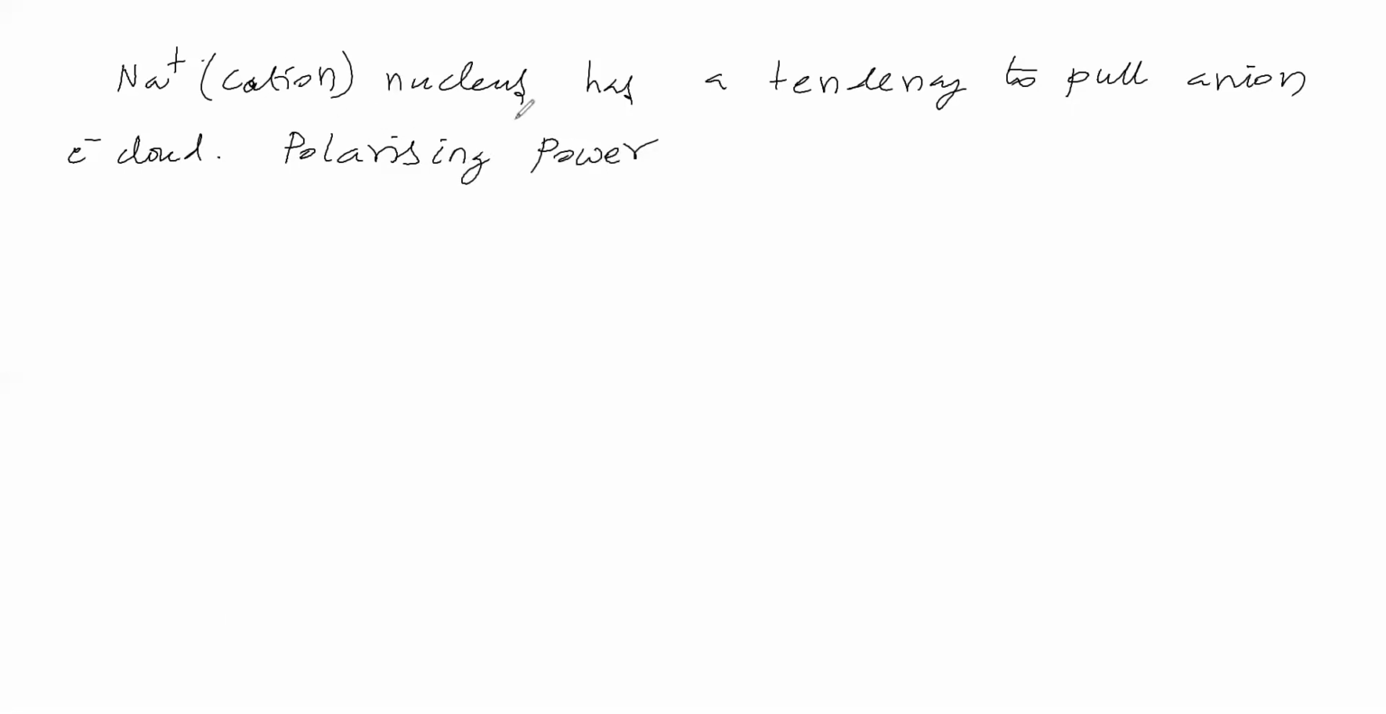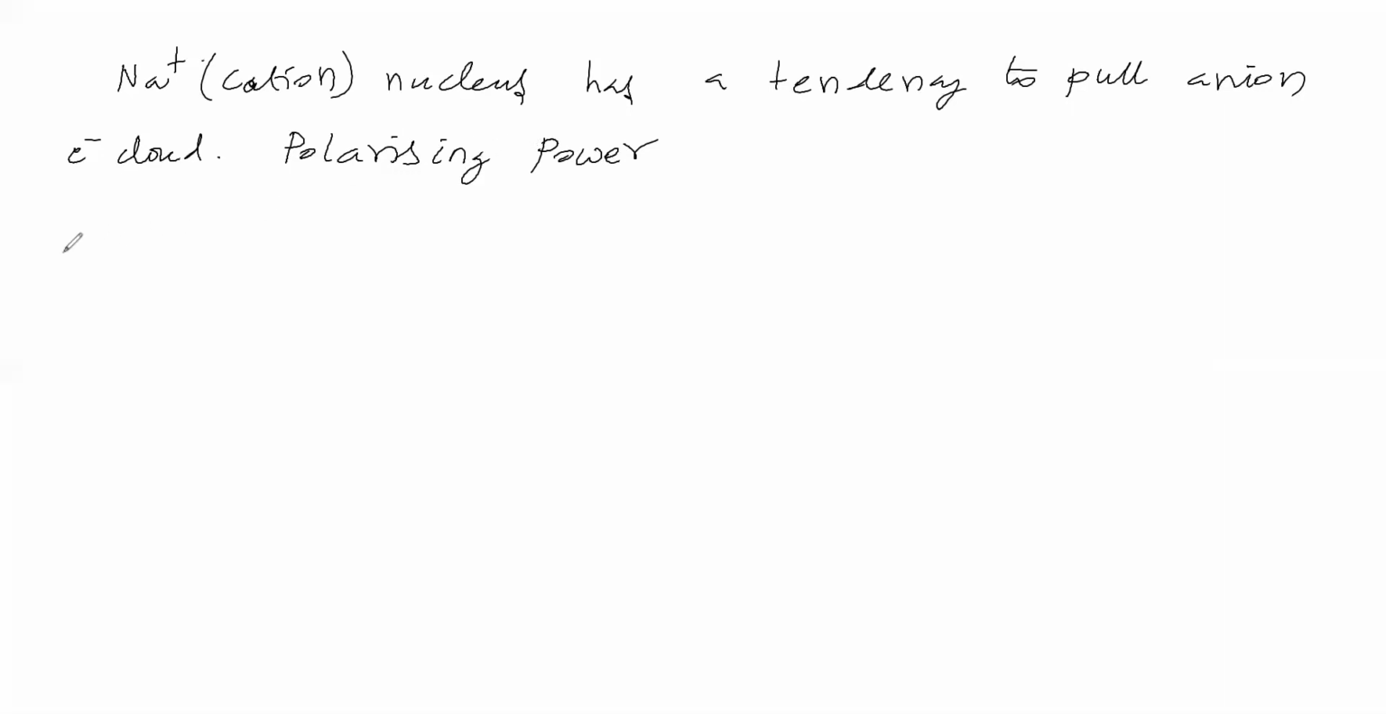So the cation nucleus has a tendency to pull the anion electron cloud; that is called polarizing power. This polarizing power will be there for all the cations, but the magnitude varies from one cation to another cation.